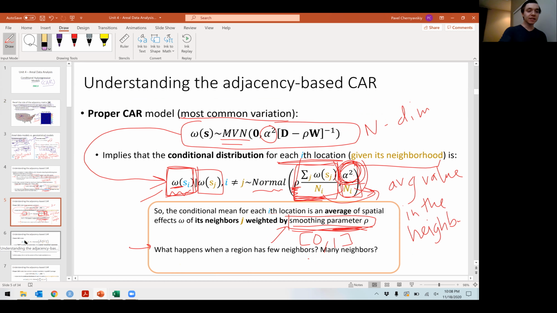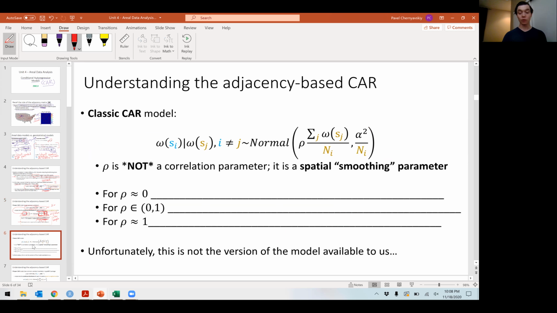As relatively intuitive and relatively straightforward this is, this unfortunately is, oh, we're not there yet, excuse me. So this spatial smoothing parameter can be interpreted to some degree of success. If this rho is almost 0, we have independent data. Not correlated.